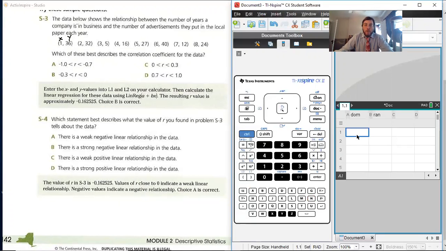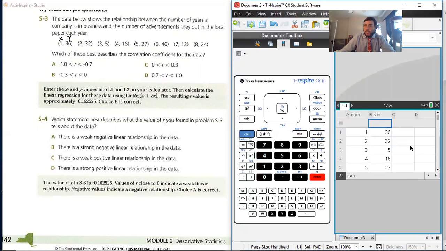So now we're just going to go through, and I'm going to put in all the x values first. So we have 1, then 2, 3, 4, 5, 6, 7, 8. So that again was just the x values from here. It was 1, 2, 3, 4, 5, 6, 7, 8. So now we're going to put in the corresponding y values that go with each one here. So the first one is 36, then 32, 5, 16, 27, 40, 12, and 24. So that's all of our data.